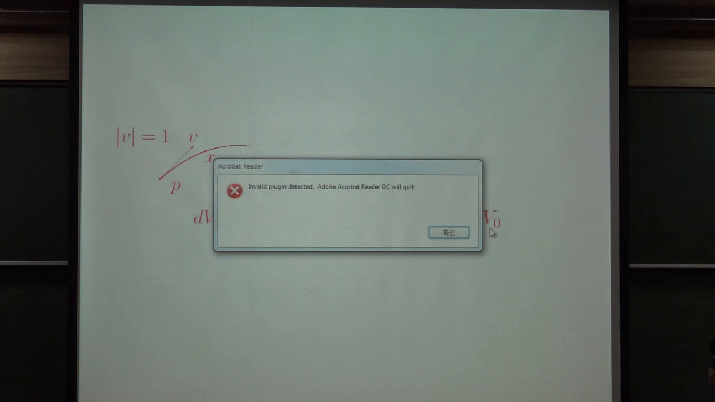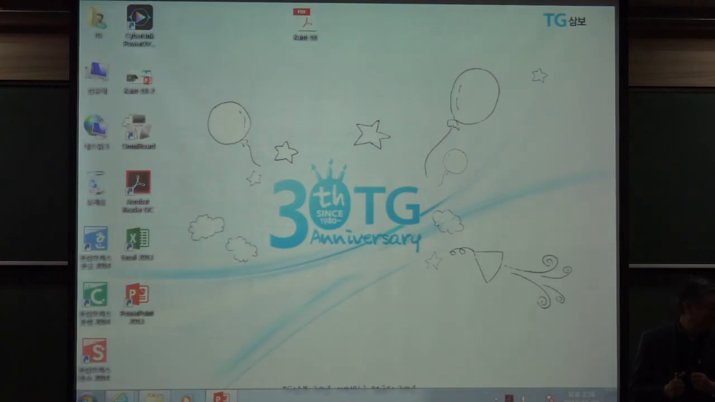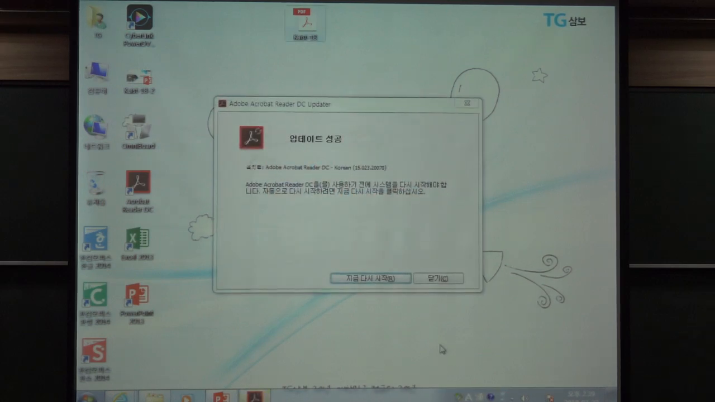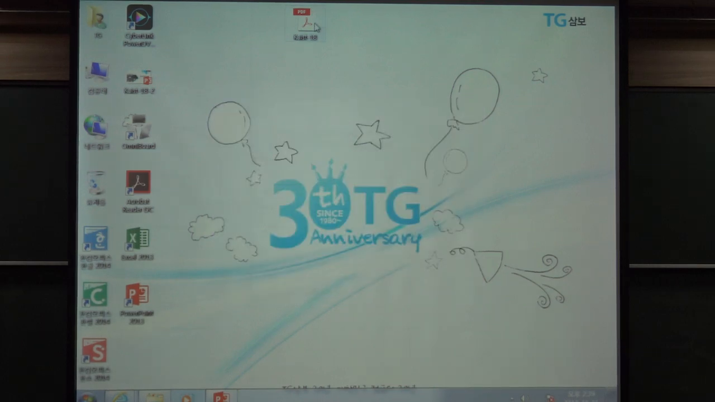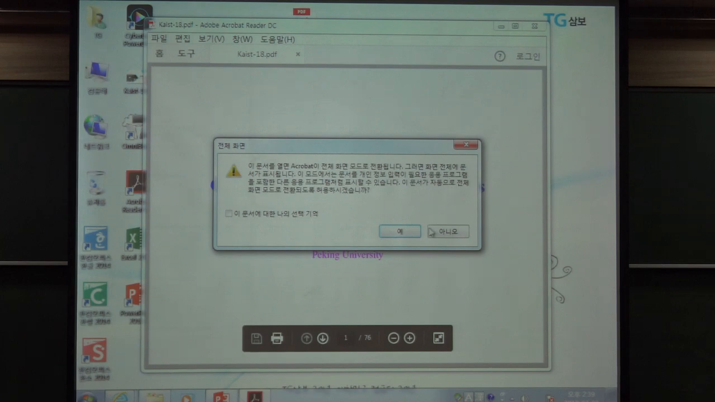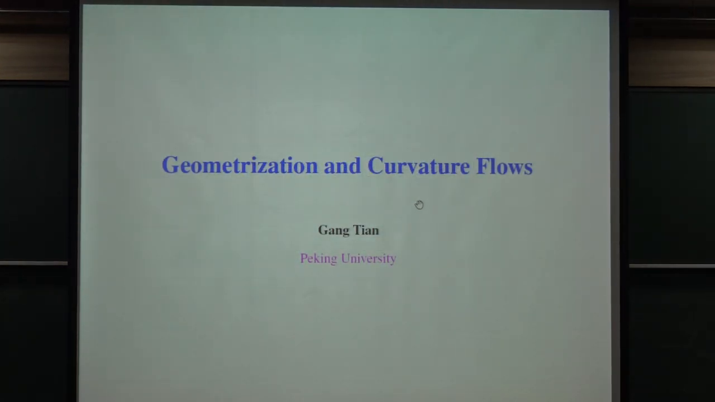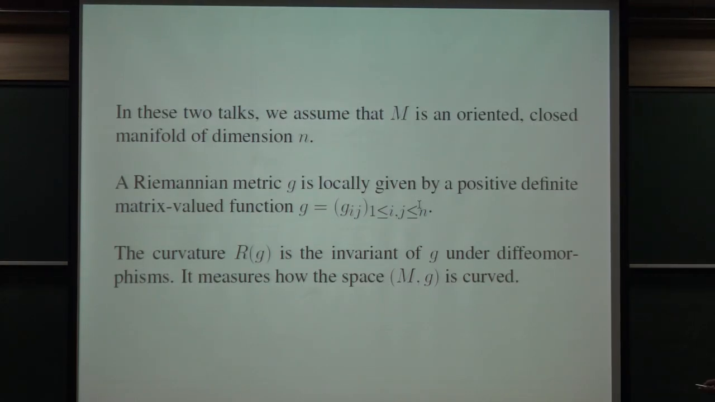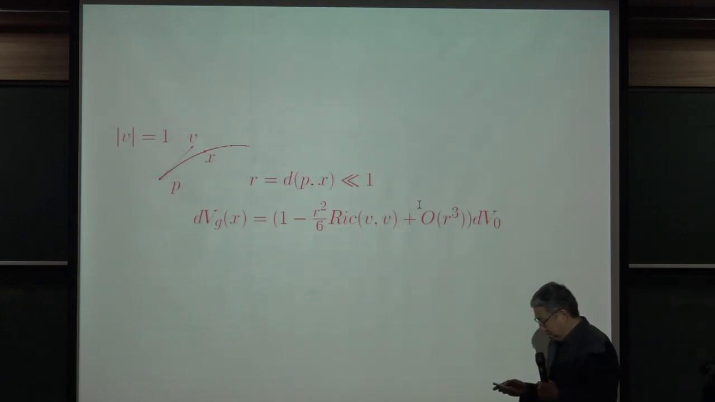What's going on? I guess it didn't like this. Yeah, okay. But I didn't take out the USB. No, the problem is updating of the program. Okay, so anyway.